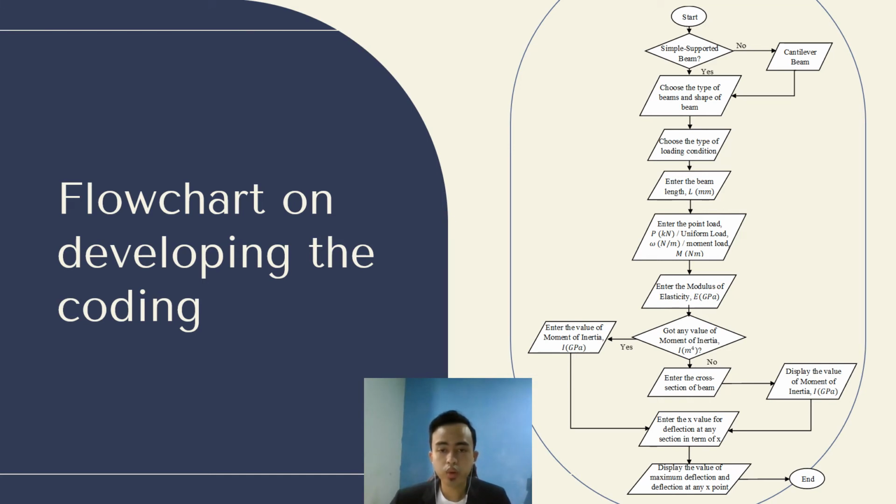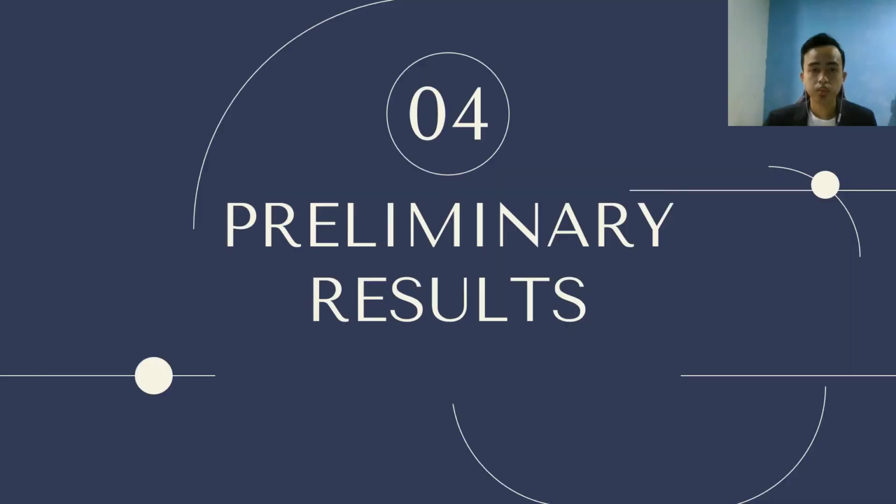Next, there is an if condition for the moment of inertia. The users can just enter the value if the users have this value. Otherwise, the user has to enter the cross-section of the beam shape. The moment of inertia value will be displayed. Apart from that, the user has to enter the x value for the deflection at any section in terms of x. Lastly, the program will display the value of the maximum deflection and the deflection at any section in terms of x.